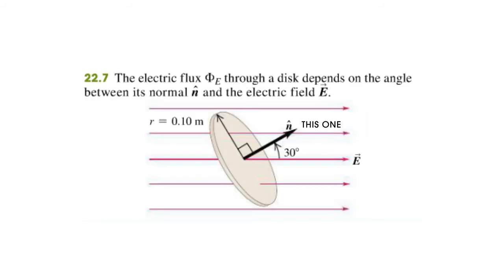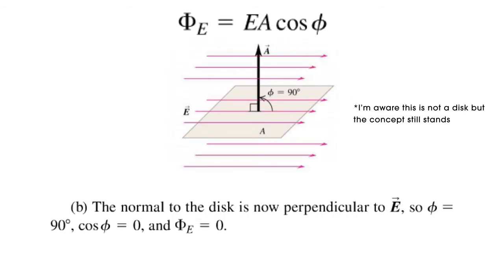In part B, the question is pretty much asking what would happen if the n-hat vector was at a 90-degree angle, or perpendicular, from the electric field. Recall the electric field was oriented in the rightward direction. To give you a visual representation, you can see that the disk is now flat, parallel with the E field, and the n-hat vector is pointing at a 90-degree angle away from the electric field.